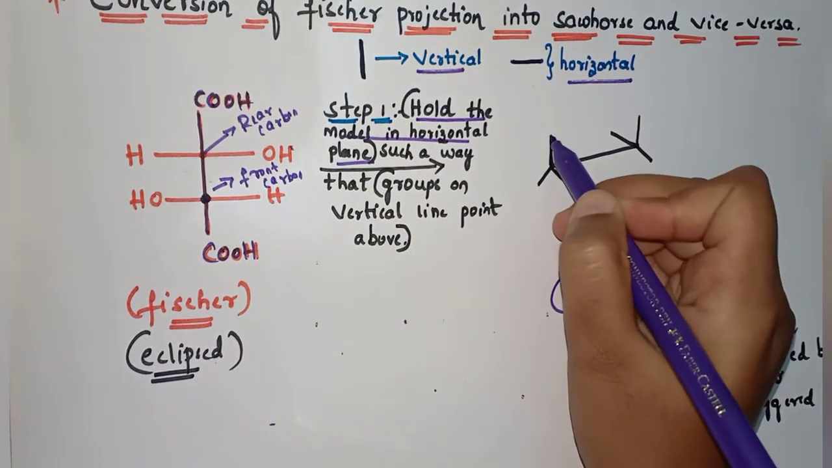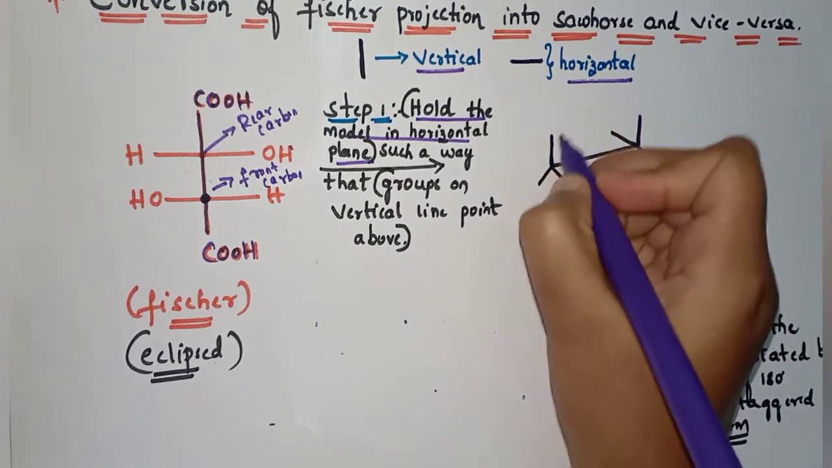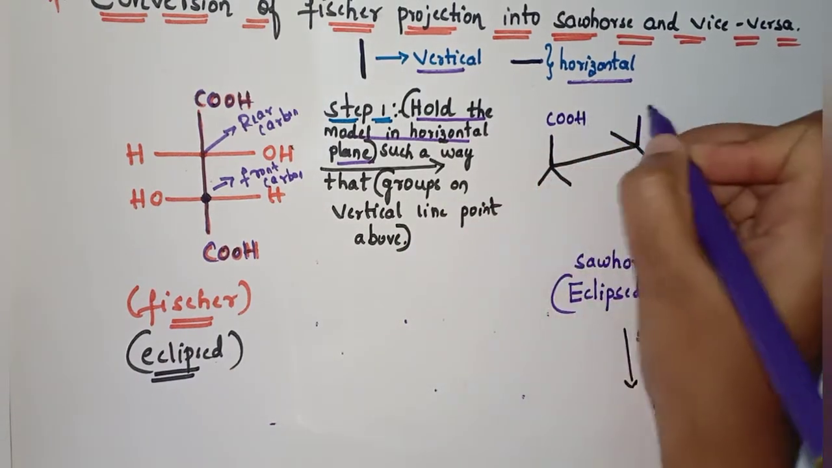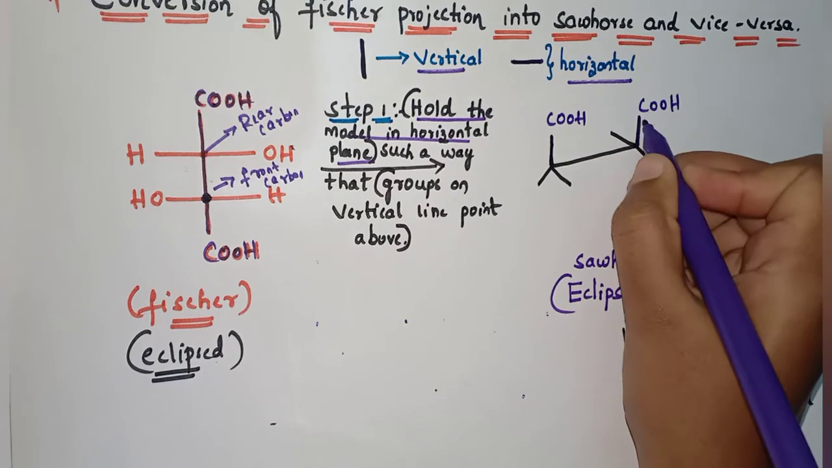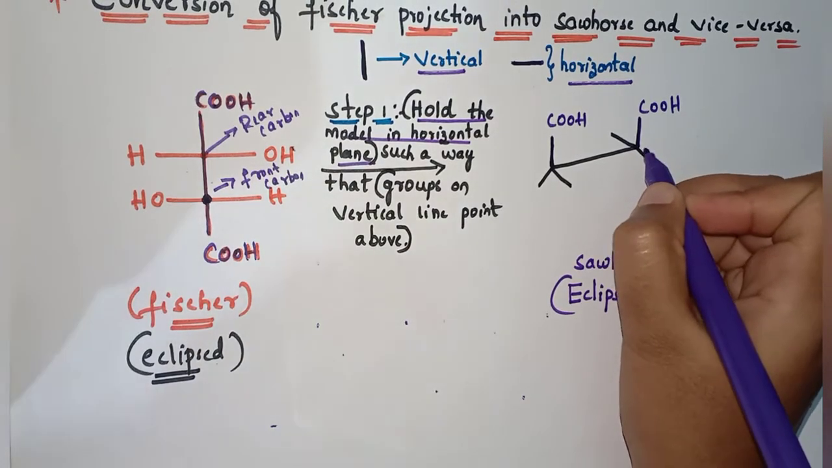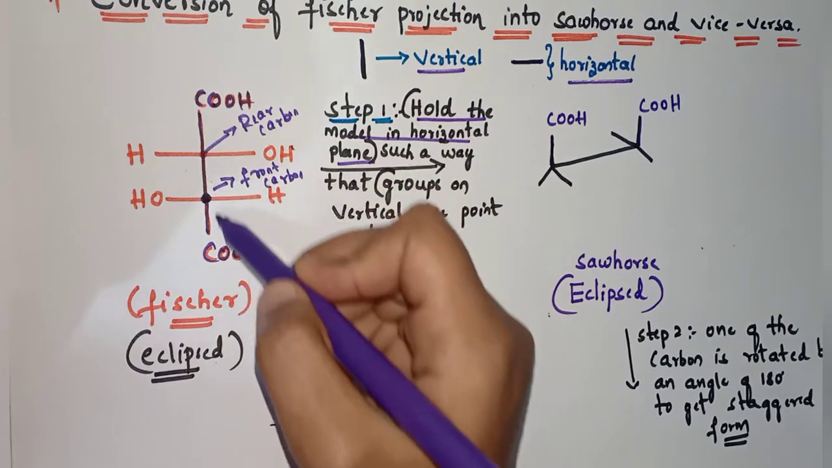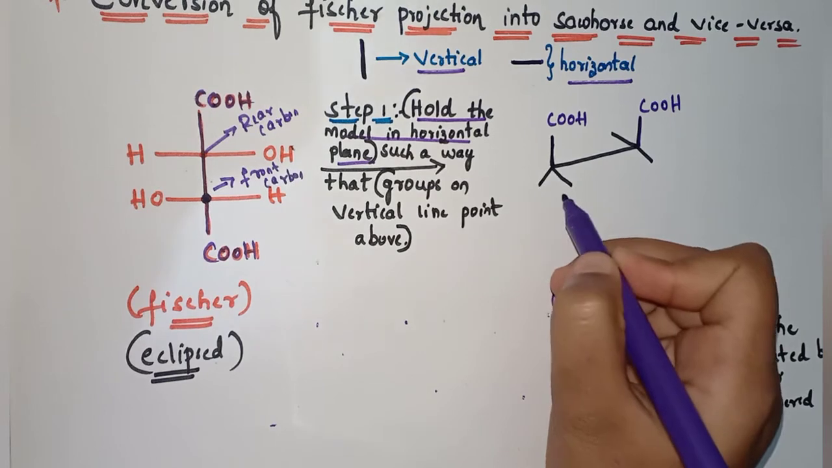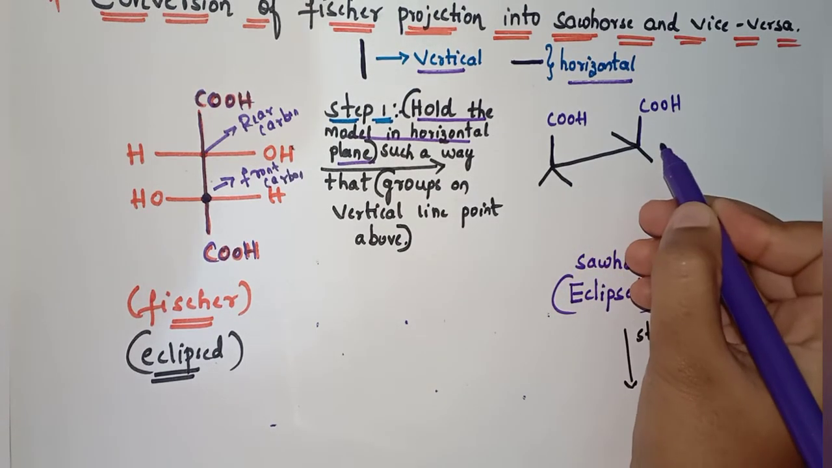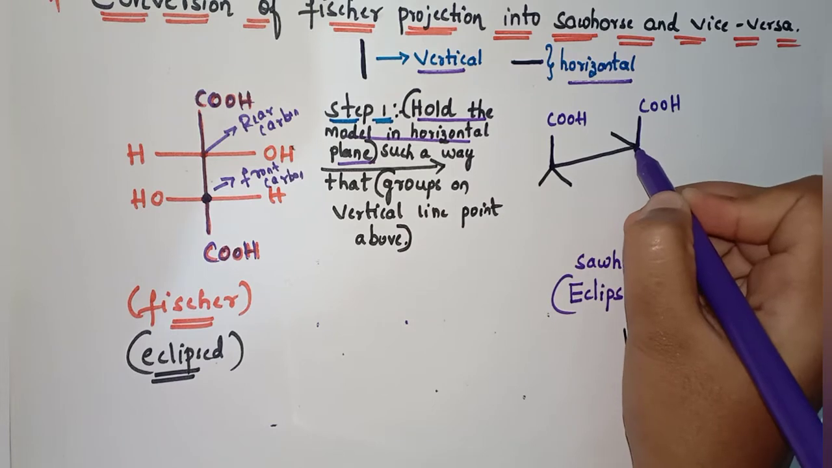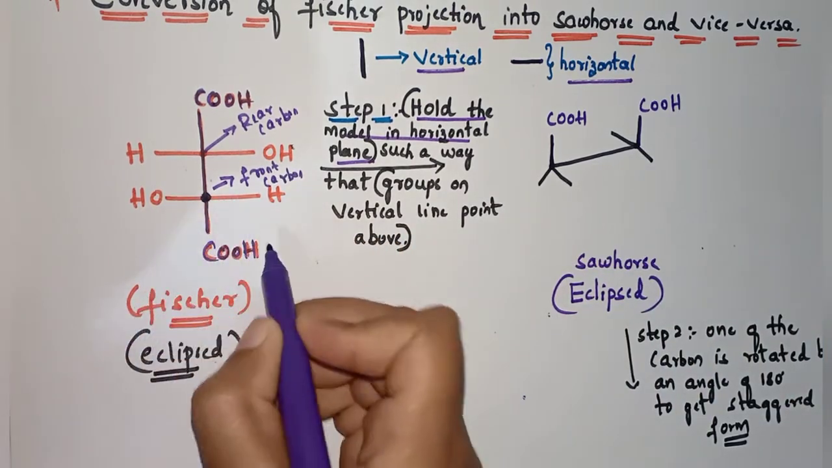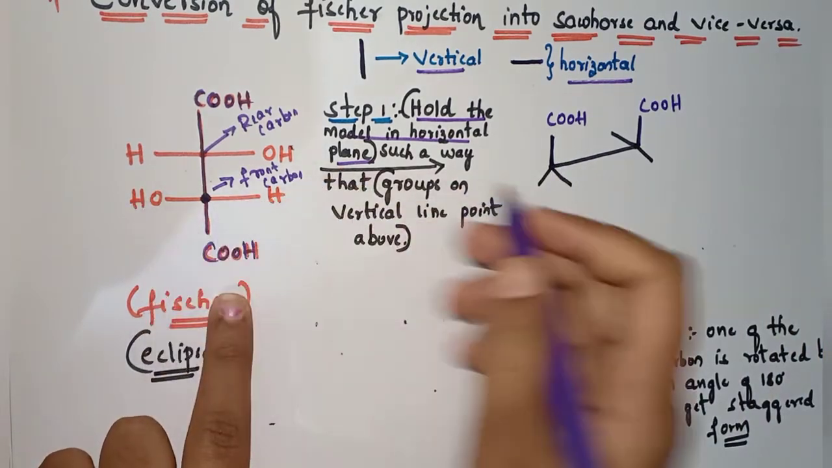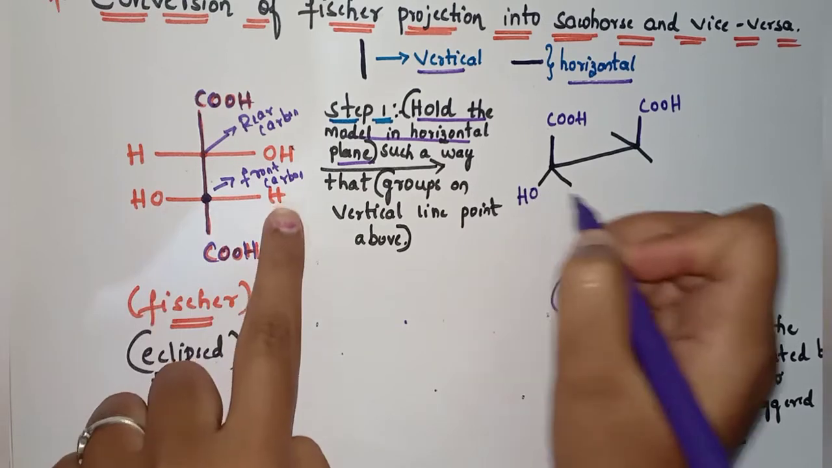So this is the point where we have to represent this COOH. Here is a COOH and here is a COOH. They should point above. Why? Because they are the groups which are present on the vertical line here. We know that this is towards the observer and this is away from the observer. So it is front carbon and it is rear carbon. Here we have represented the COOH pointing above. We are left with OH and here is H.